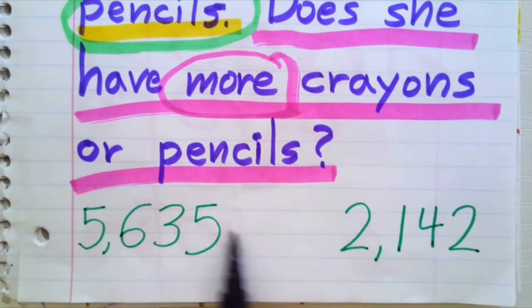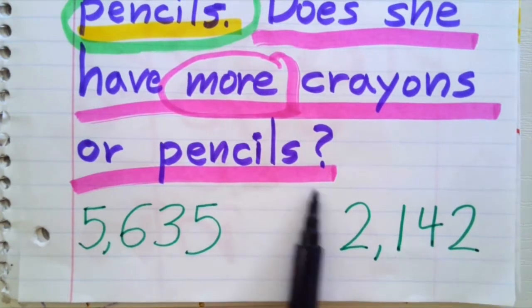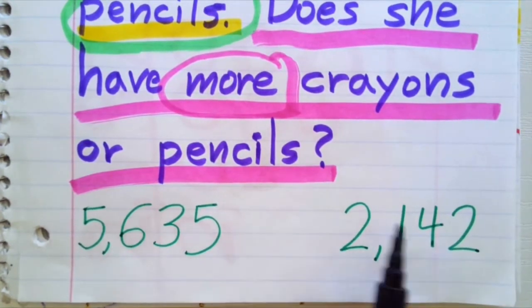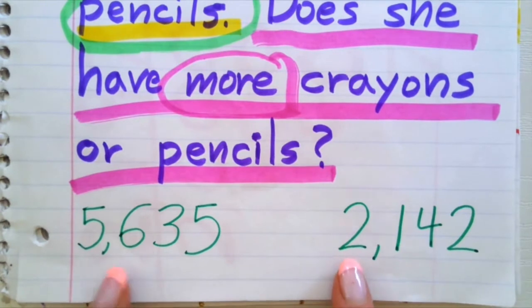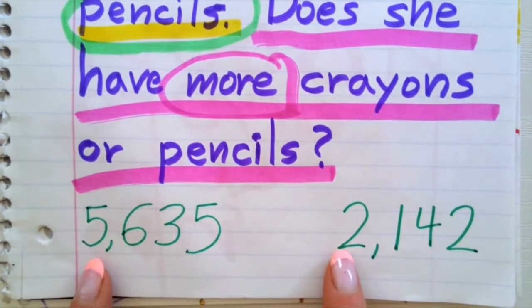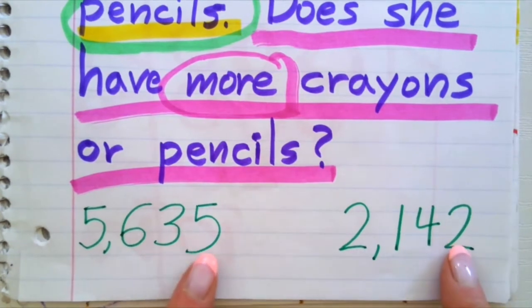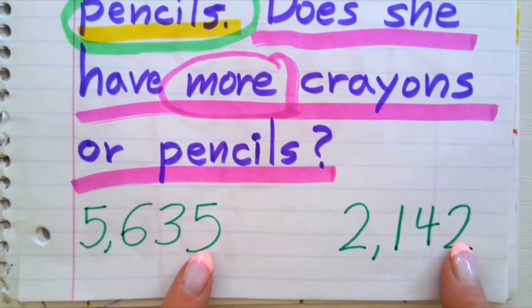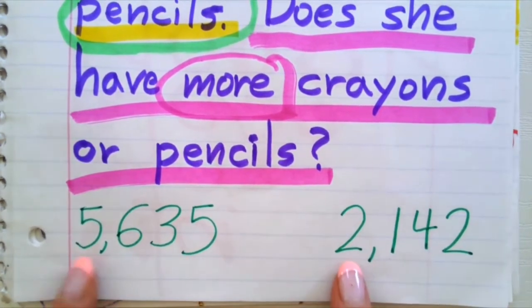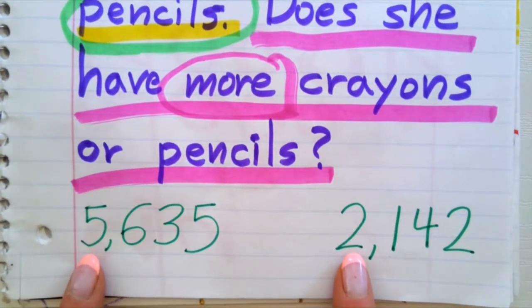Now, what symbol are we going to use to show which one is bigger and which one is smaller? What's the first thing we look at? We compare the place values. We have to be comparing the same place value. Do we start with the little place value? Oh, we start with the big place value.